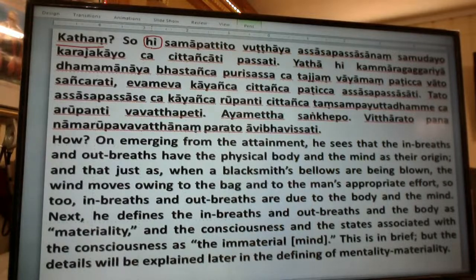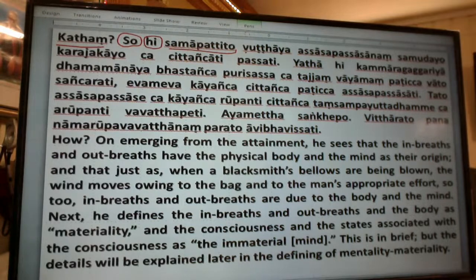So the person who practices mindfulness of breathing, anapanasati, the meditator mentioned here, so that meditator, samapattito, from samapatti. Samapatti here is jhana samapatti. We have to understand: samapattito is from the jhana, from the absorption, the attainment of the absorption stage.